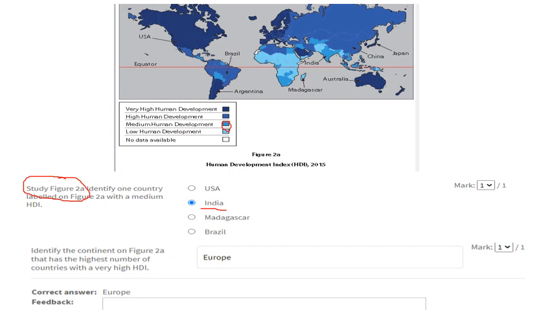Now the next question wasn't so well answered. And the reason for this is you didn't read the question carefully. Identify the continent on figure 2A that has the highest number of countries. Now this requires you to have a bit of understanding about the geography of different continents. Now if you look at this, you might think, oh, North America, which many of you did.